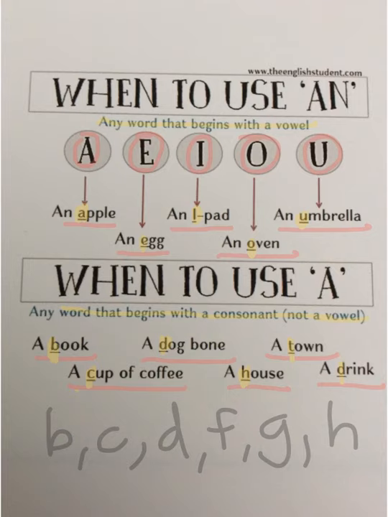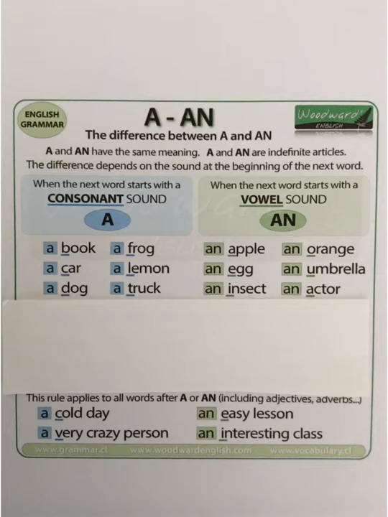Okay, let's continue to get some examples. So the difference between a and an. A and an have the same meaning. It's called an indefinite article. Now you don't have to remember that. That's a big word. It's just a part of our speech when we're writing and when we're talking. A and an are just articles. And the difference depends on the sound at the beginning of the next word.